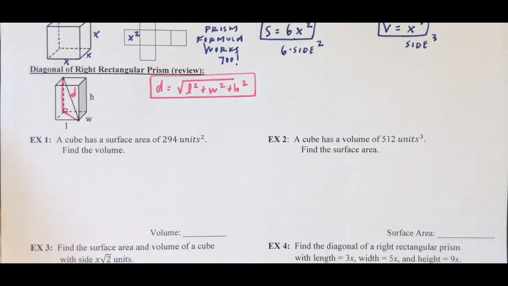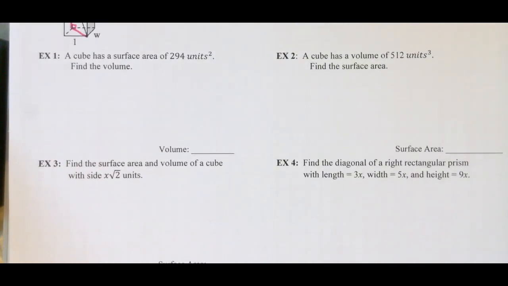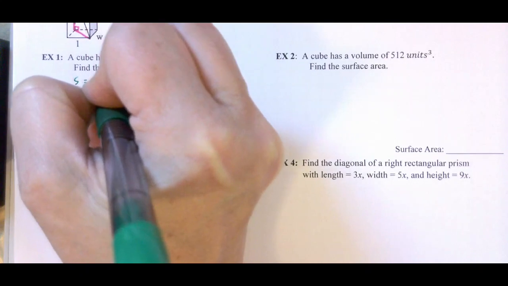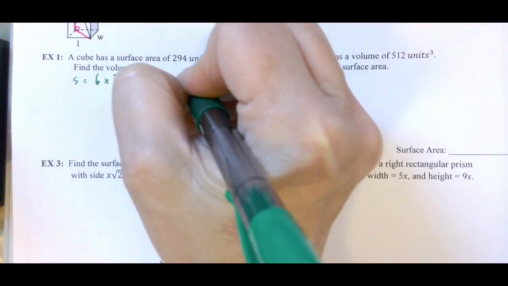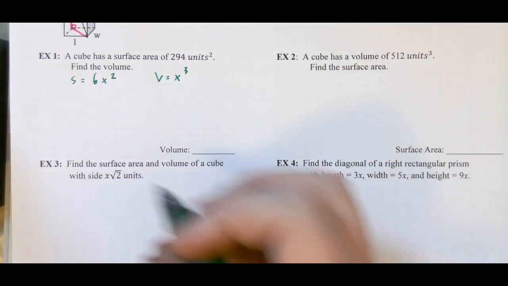We really derived that formula by using the Pythagorean theorem twice. All right, next some examples. So first I'm telling you that a cube has a surface area of 294 square units. Find its volume. So I'm given surface area, 6 times the side squared, but I want to get to volume, x to the third power. So I can build an equation where I can find the side length.